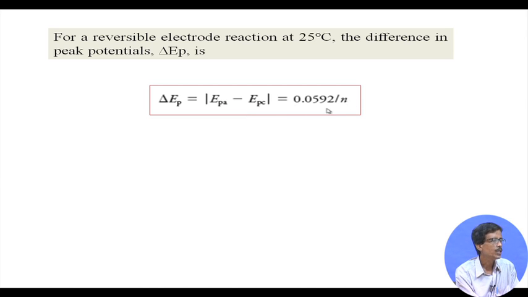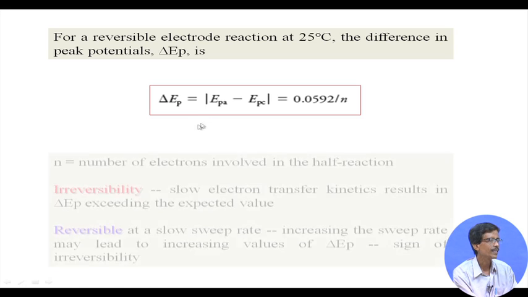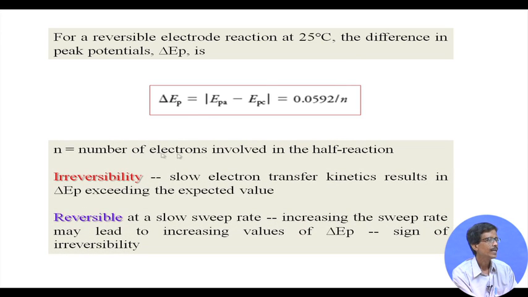So, it will be equal to some magnitude, because the constant we get for the Nernst equation is 0.0592 by n. This n is quite significant, because it tells us the number of electrons involved in the half cell reaction or the half reaction. In the case of the ferricyanide-ferrocyanide reduction reaction, the n value is equal to 1. So, we expect a separation of 60 millivolt.